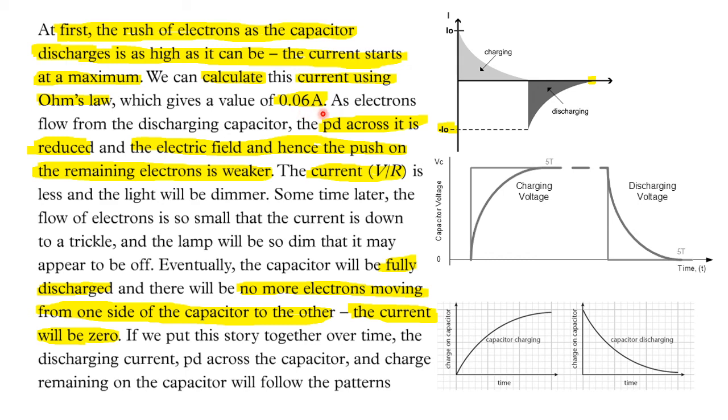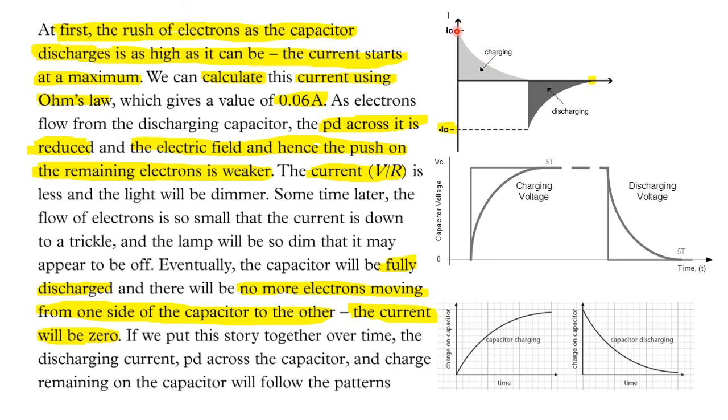So when the electrons flow out from the capacitor, or the charge flows out from the capacitor, what we call the discharging capacitor, the potential difference across the capacitor gets reduced, and the electric field is reduced, and the push on the electrons by the capacitor, like a battery, gets weaker, right? When it is fully discharged and there is no more charge to flow, there is no more current, right? So current will fall to 0.